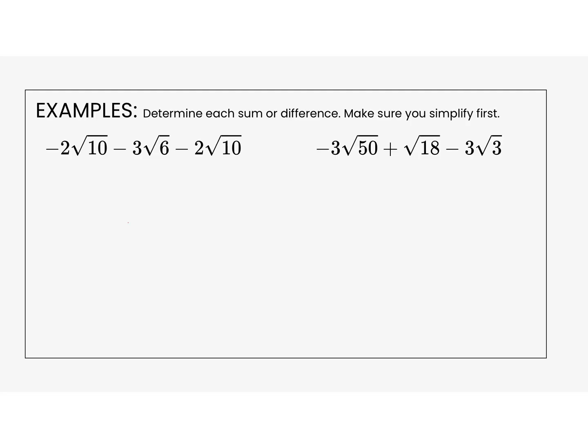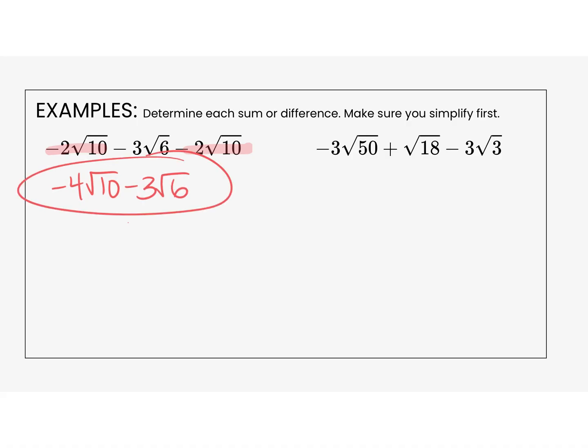So all I can do here is look at my like terms, which would be this and this, and I'm going to put those together. So negative 2 minus 2 would be negative 4 root 10, and then this minus 3 root 6 is going to stay. So there's our answer. And that is the final answer because we're just adding or subtracting the things that we can, and the root 10 and the root 6 cannot go together.